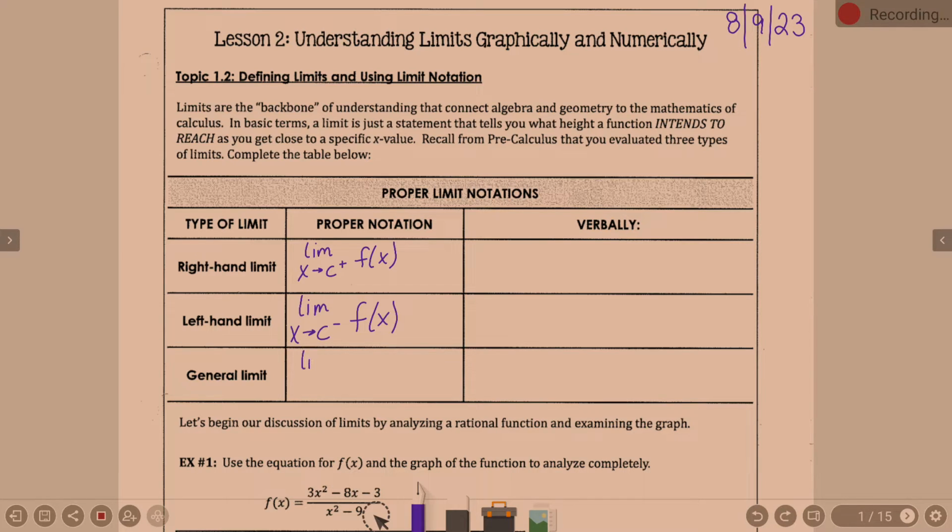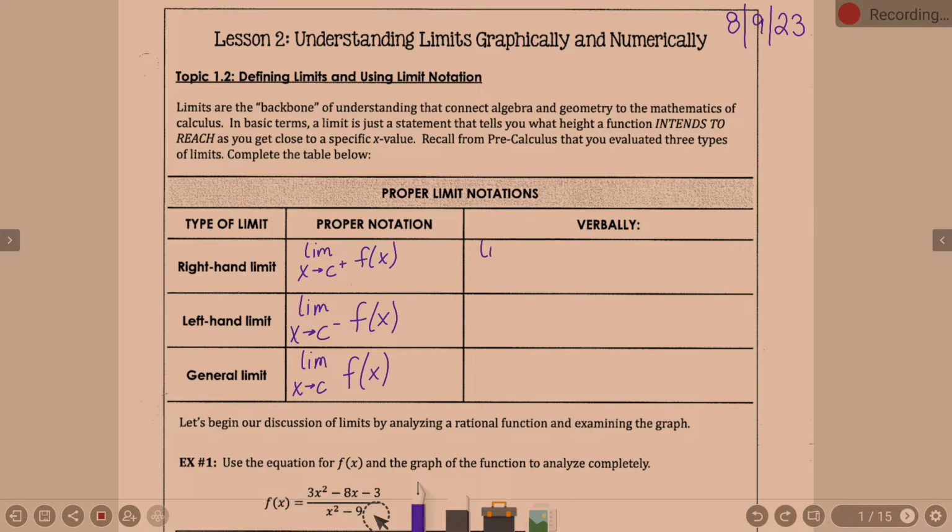And then the final one is just the limit as x approaches c of f of x, of the function. Okay, so f of x just represents whatever function, graph, whatever we're talking about. As x approaches some value, that's whatever x value they give us there. So a plus after the c means approaching from the right, approaching from the positive. A negative after the c means approaching from the left side of the value. And just a plain old value means approaching the value from both sides. Okay.